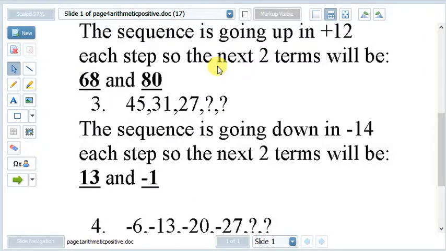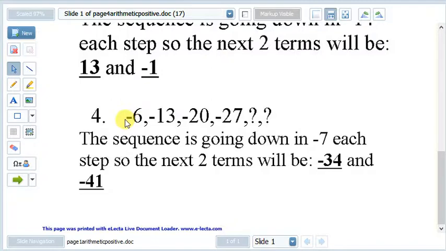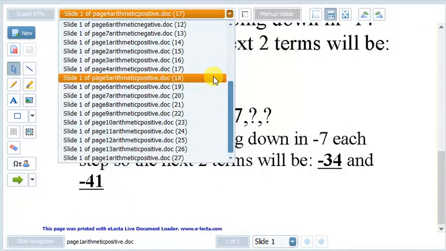And question 3, we're going to skip question 3 and go straight to question 4. For question 4, the sequence is going down in minus 7 each step, so the next two terms will be minus 34 and minus 41. Okay, so well done if you managed to get those three right.